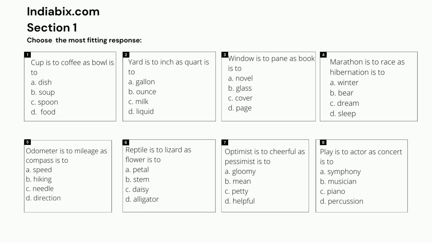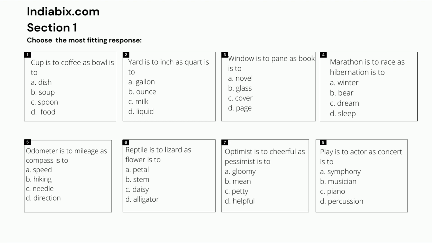Yard is to inch as quart is to: A, gallon, B, ounce, C, milk, D, liquid. Yard is to inch as quart is to, let's see if we can identify the relationship. A yard is a measure, but it's a larger measure than an inch. So a yard is much larger than an inch. So then we're saying a quart now would be larger than the choice we need to make. So what would be the answer? It would be B, ounce.